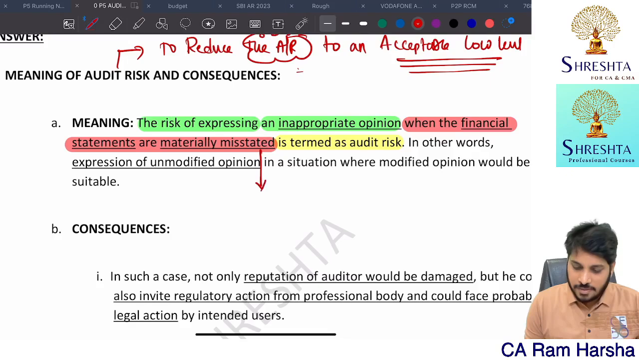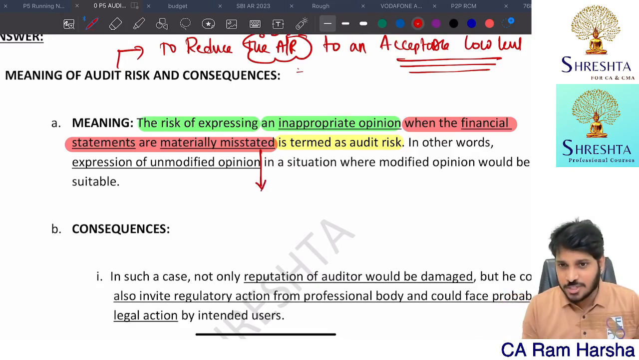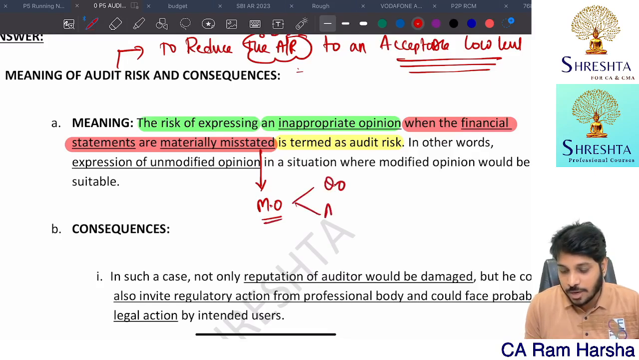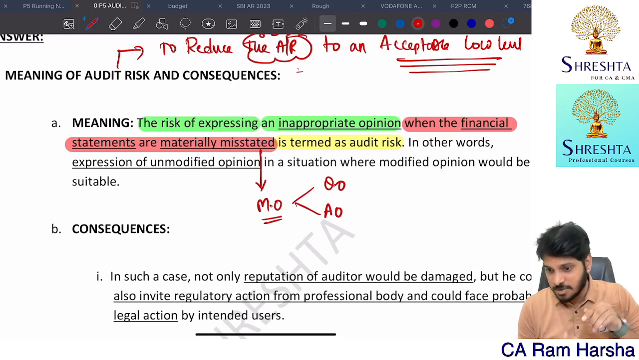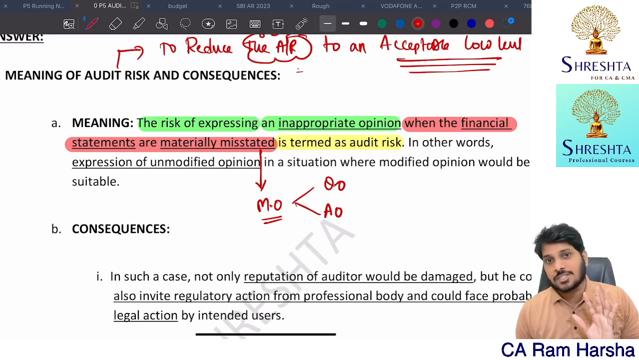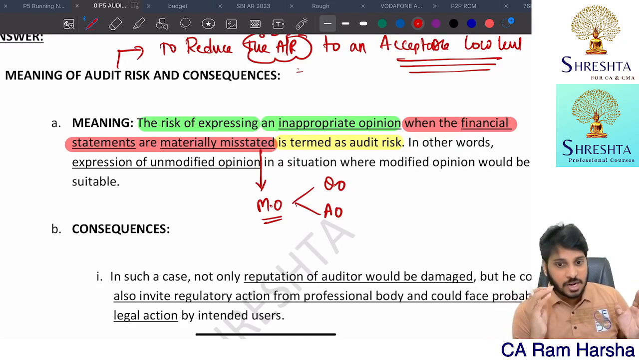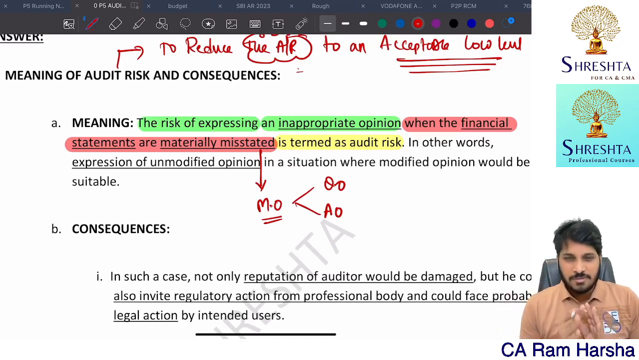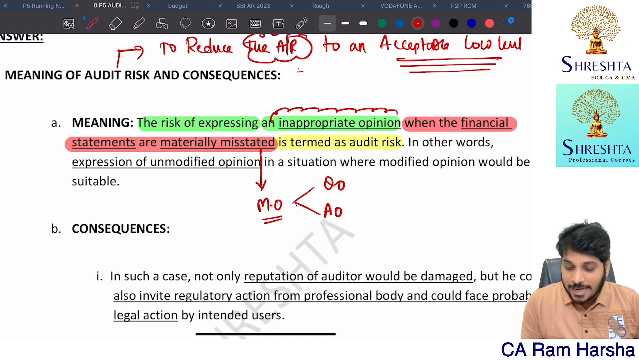Tell me, when the financial statements are materially misstated, what opinion should we give? Modified, which may be qualified or adverse. Materially misstated, remember. In such a case, either qualified or adverse. It's not about disclaimer. Disclaimer we give when we are unable to do the audit, when we are unable to gather the evidence. But when financials are materially misstated, if I know all the mistakes, I will definitely give either qualified or adverse. But I am expressing an inappropriate opinion in that situation.